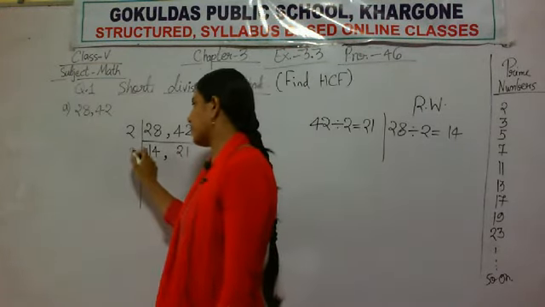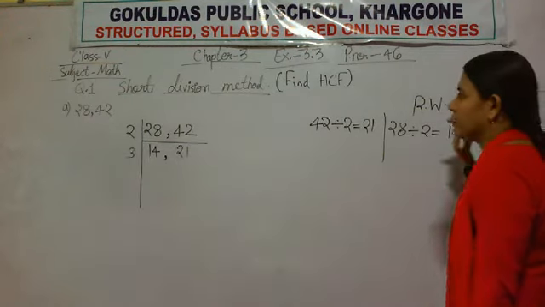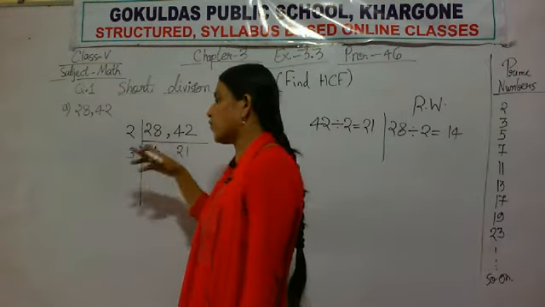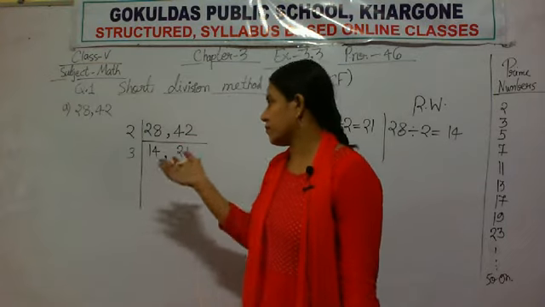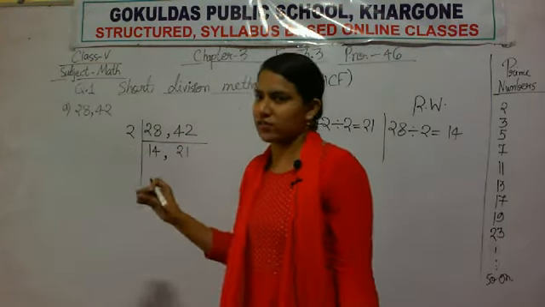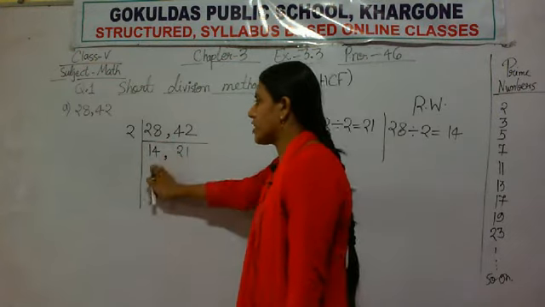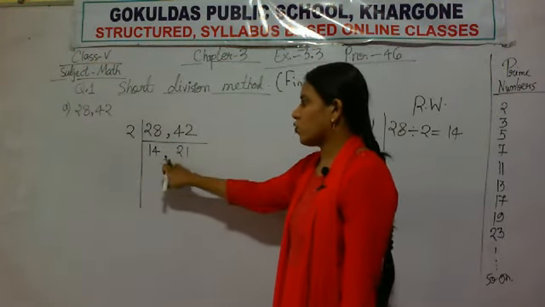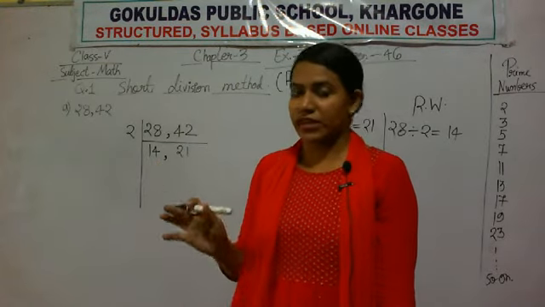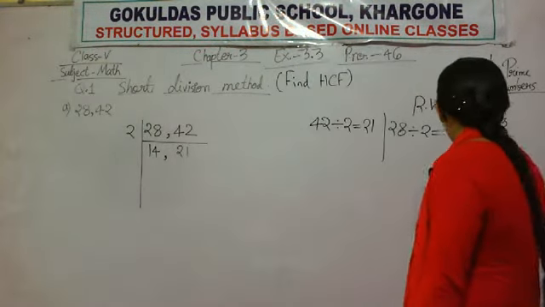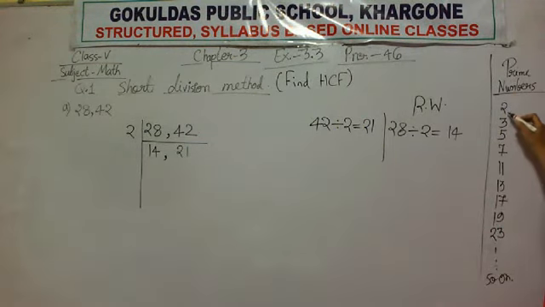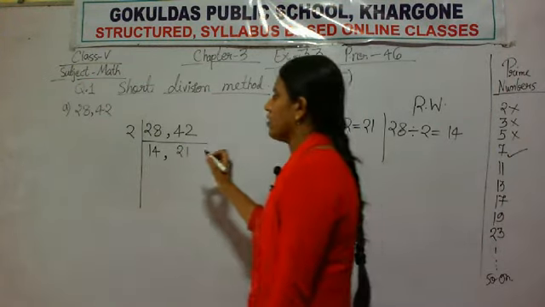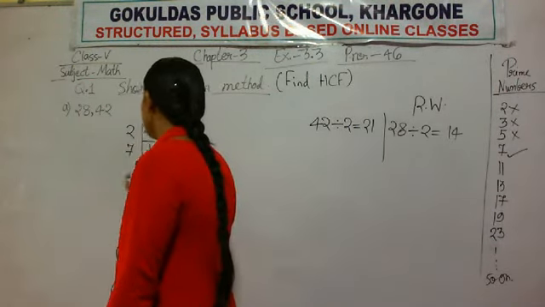If we divide by the prime number 3, then 14 does not come in 3's table, so 3 is a wrong choice. And in 5's table both the numbers cannot be divided by 5. Also 14 and 21 are not exactly divisible by 6. So we cannot divide by 2, 3 and 5. Then we need to choose 7. So our next prime number is 7 here.